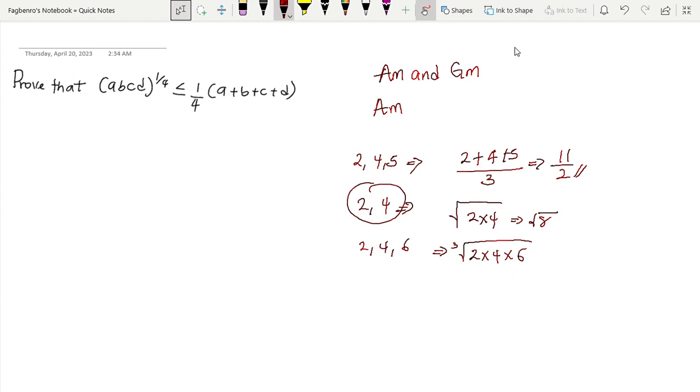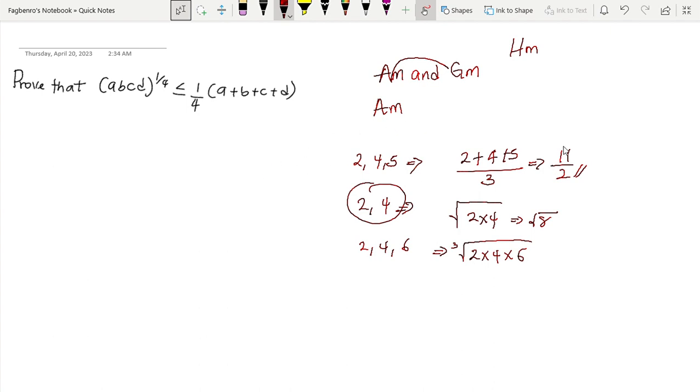And the other one we have is called HM, harmonic mean, but we're not going into that today. Alright, there is one particular inequality, that is the relationship between AM and GM. One thing you have to understand is that we are going to derive the inequality ourselves.